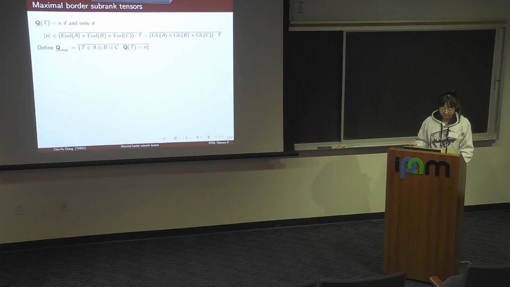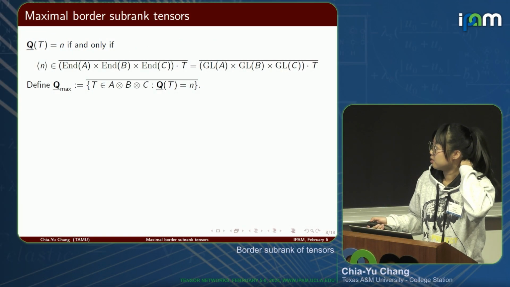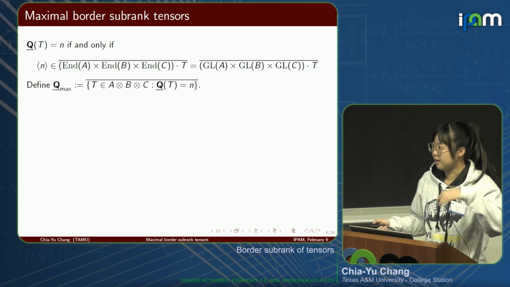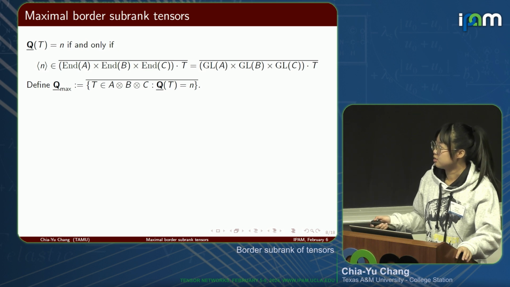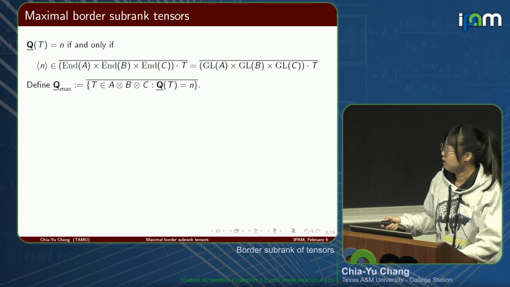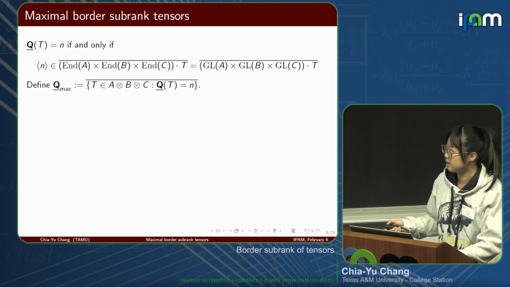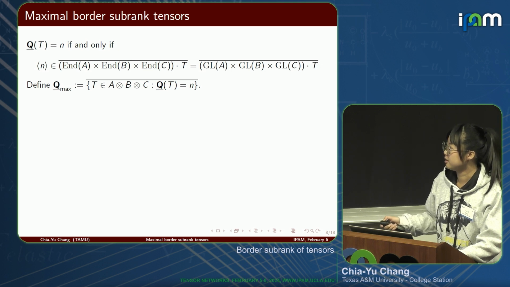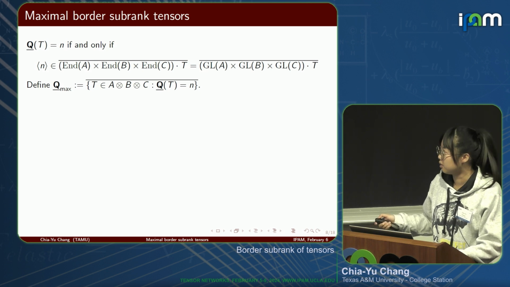Now let's talk about maximal border subrank tensors. If T has maximal border subrank, recall that the border subrank is the maximum value s such that the size s unit tensor lies in the closure of the set of tensors obtained by acting with linear transformations on T. So when T has maximal border subrank, the maximal size unit tensor lies in the closure of this set. And because we have a closure here, we can replace those linear maps with invertible maps, because we can approximate linear maps by invertible maps.